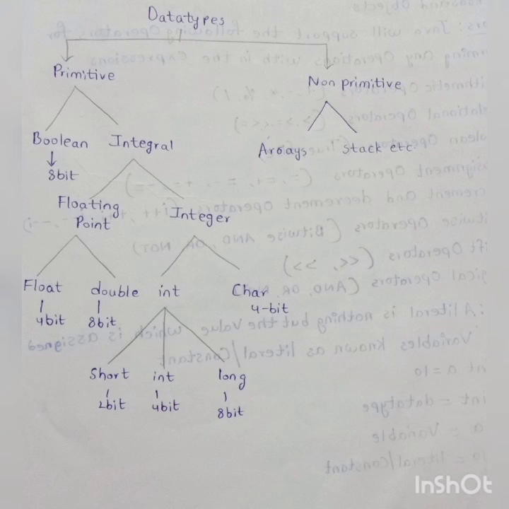Here the data types are divided into two types, primitive and non-primitive. In primitive we have two types, boolean and integral. In integral we have floating point and integer. In floating point we have float and double. In integer we have int and char. In int we have short, int and long.